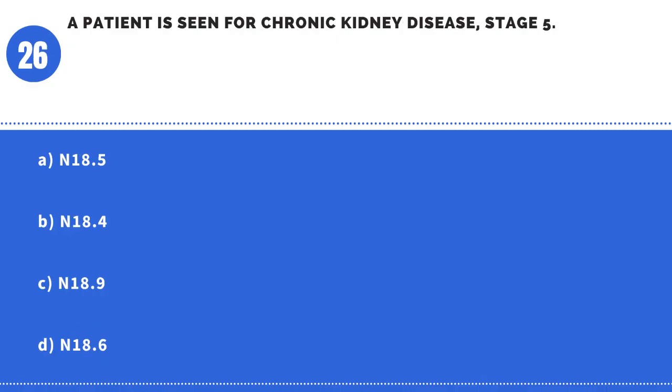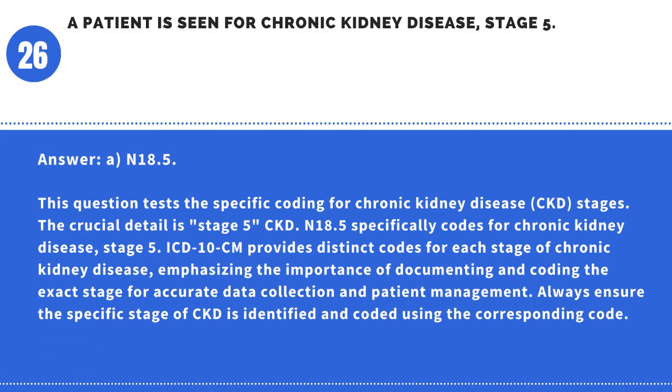Question 26. A patient is seen for chronic kidney disease, stage 5. A. N18.5. B. N18.4. C. N18.9. D. N18.6. Answer: A. N18.5. This question tests the specific coding for chronic kidney disease, CKD, stages.